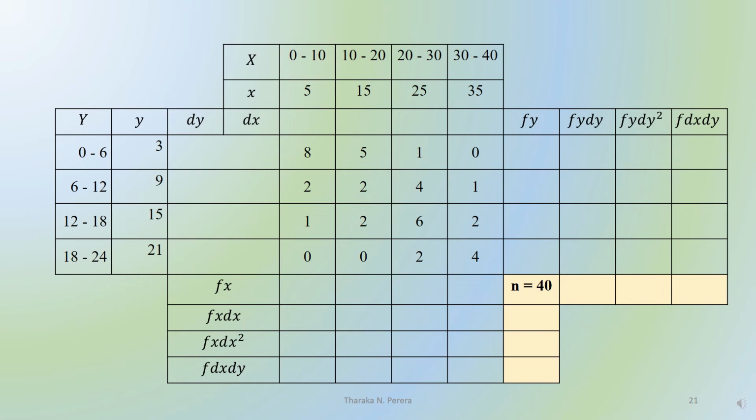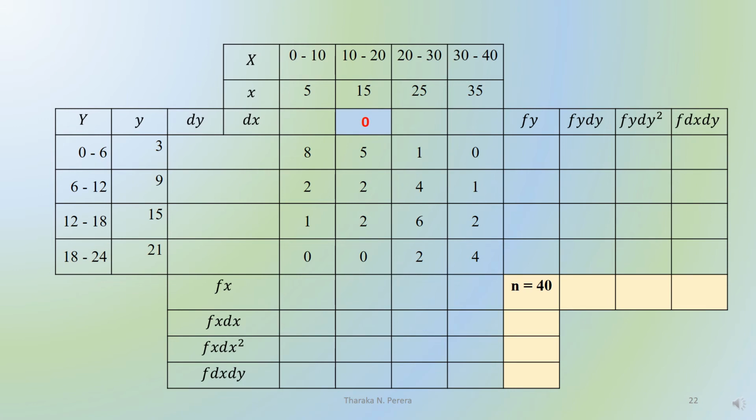And then we put the y class intervals in the very first column, and the second column is the class midpoints of y, simple y. As an example, the first y class is 0 to 6. 0 plus 6 equals 6, and 6 divided by 2 is 3. Likewise, we can complete the simple y column. In the middle area, I put the frequencies given in our example, and 40 is the summation of all frequencies.